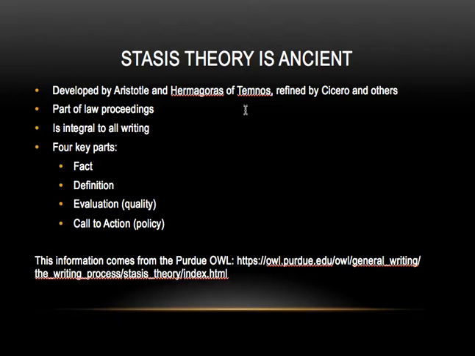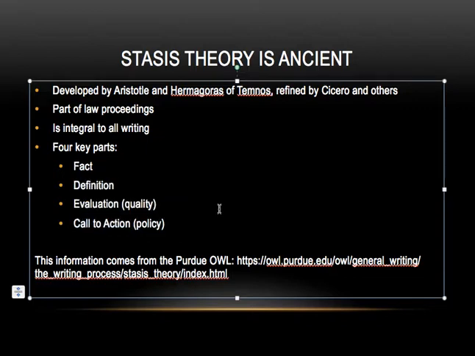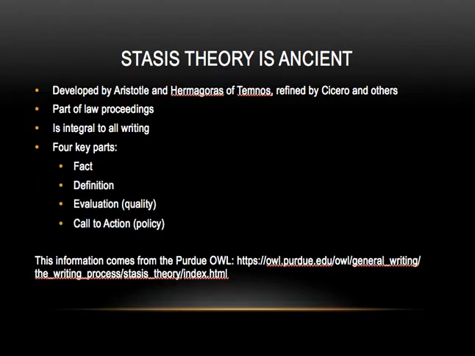So there are four parts to stasis theory. There's fact, definition, evaluation, and call to action. Now, I'm getting a lot of these examples and questions in the early part of this lesson from the Purdue OWL. I'm taking the descriptions of these four areas straight from Purdue OWL. But I do have two other lessons on stasis theory. They're a little bit older, but they cover basically the same sort of thing.